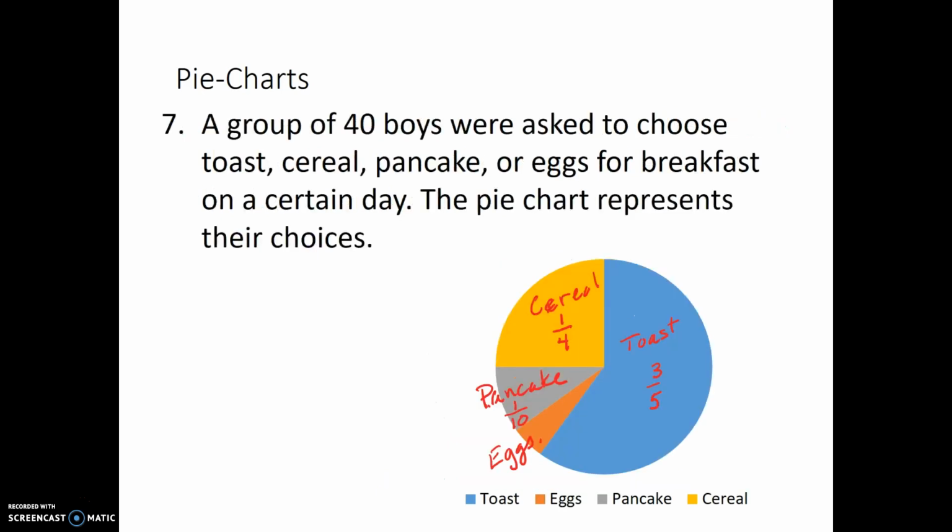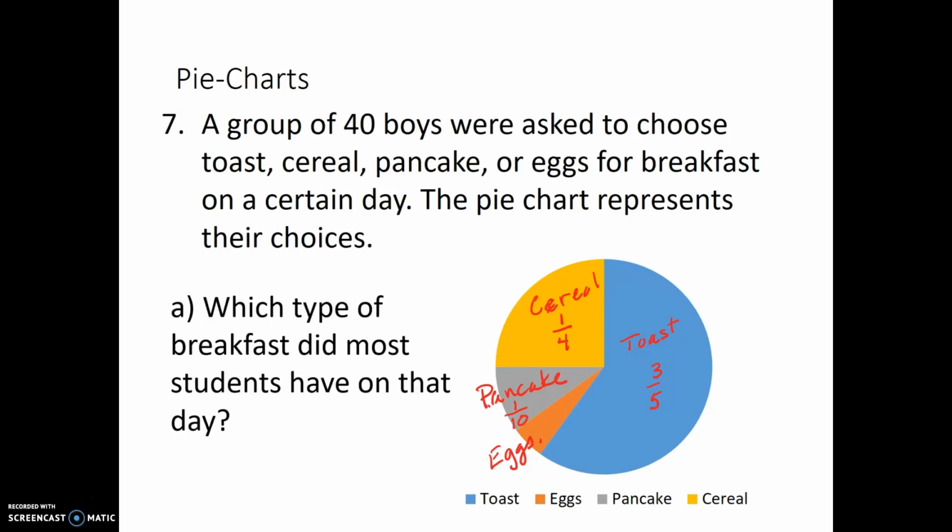All right, now we have some boys and their breakfast. A group of 40 boys were asked to choose toast, cereal, pancake, or eggs for breakfast on a certain day, and the chart represents their choices. So if we just look at the chart, and we want to know which type of breakfast most students had on that day, obviously it's toast, right? You don't even have to read numbers for that.